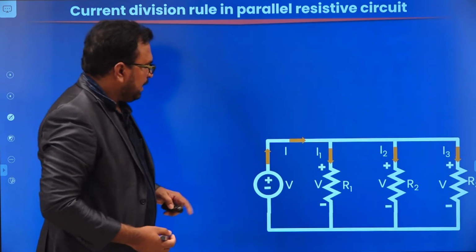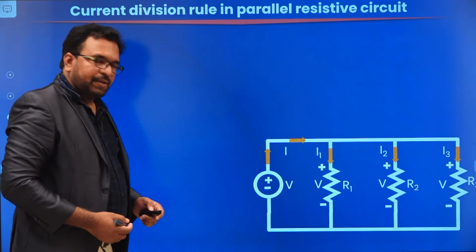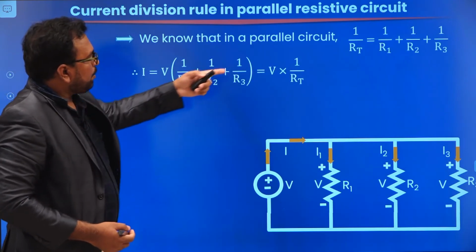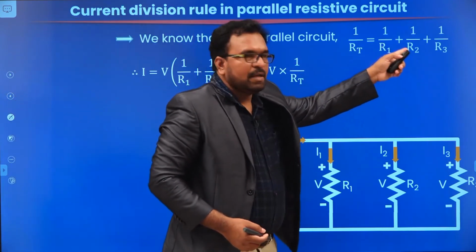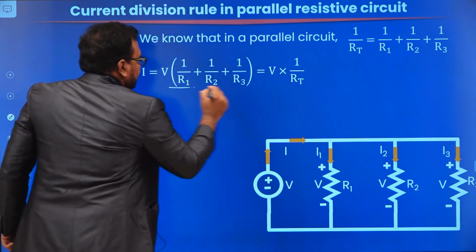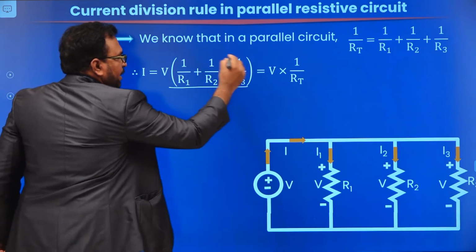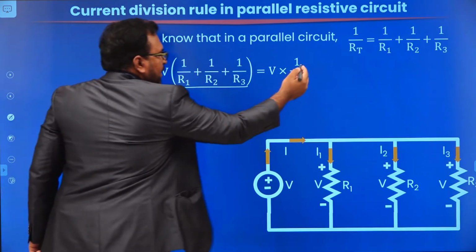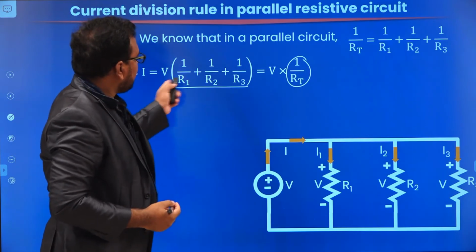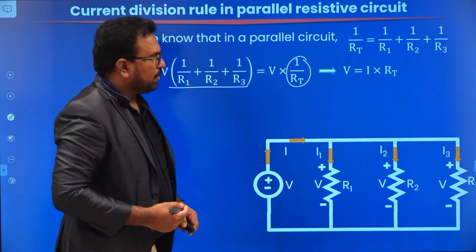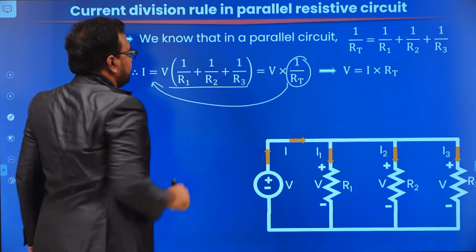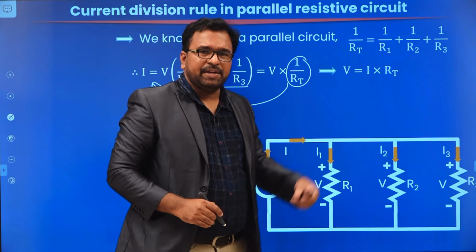And we know that in case of parallel circuit, the equivalent resistance, what is the equivalent resistance? 1 by RT is equal to 1 by R1 plus 1 by R2 plus 1 by R3. Therefore, in this expression, in place of 1 by R1 plus 1 by R2 plus 1 by R3, replace 1 by RT, total resistance. Now what is the voltage from this one? If you take RT to the LHS, then V is equal to I into RT.